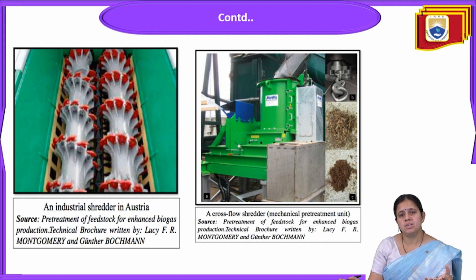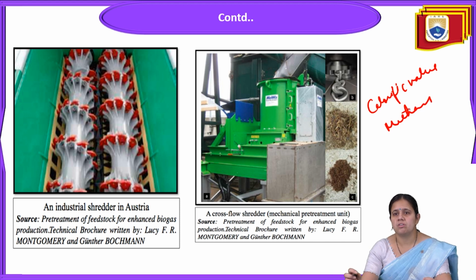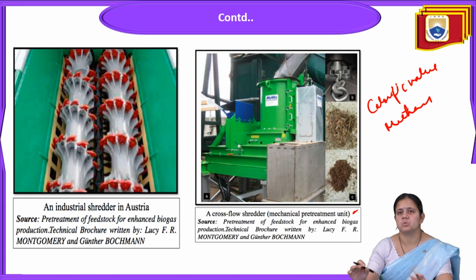The third thing is that pre-treatment is helpful for the production of methane also, and the methane produced will have a very good composition and calorific value. So the gas we are getting will have a very good calorific value. And methanation and methane content is also one criterion. See, this is a picture of a cross flow shredder, a mechanical pre-treatment unit. These are mechanical pre-treatment units for pre-treatment of feedstock for enhanced biogas production, where all the substrate is added to the pre-treatment unit.